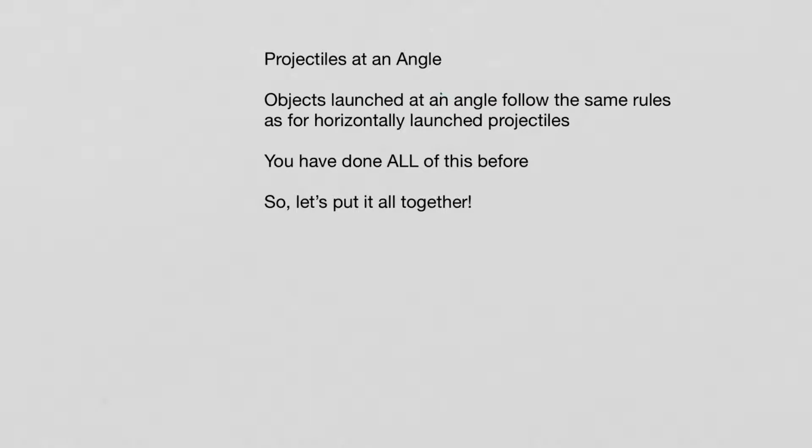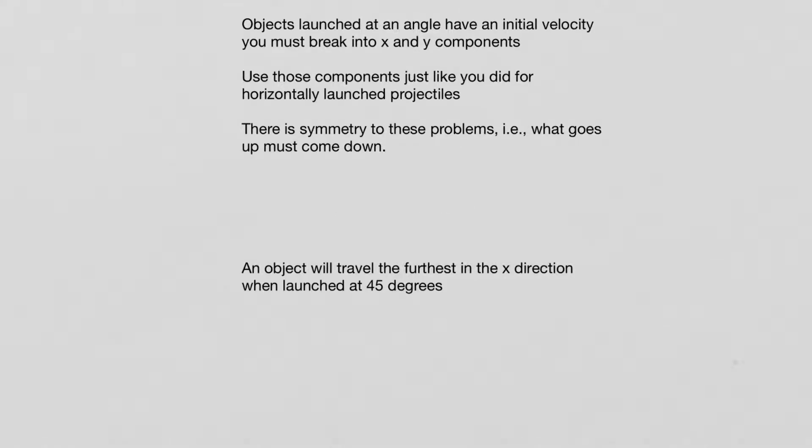So let's get started. Objects launched at an angle have an initial velocity you have to break into x and y components. Then we're going to add those components to their corresponding side, the x side or the y side of our x and y motion chart. And I'll show you how to do that in a little bit.